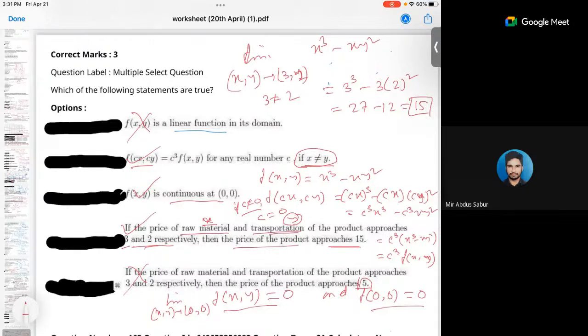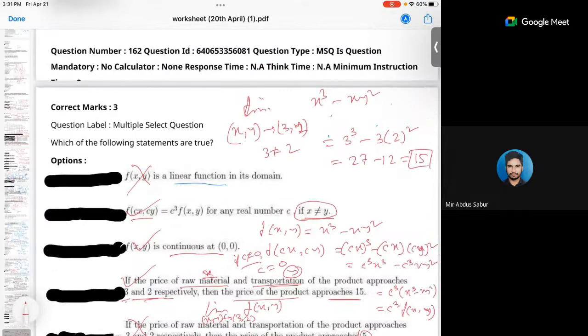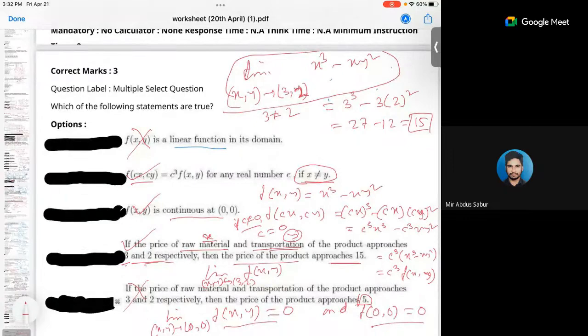So the price of the product was f(x,y), right? Basically we have to find, when x goes to 3 and y goes to 2, what f(x,y) goes to, that is, the limit as (x,y) goes to (3,2), that I found. Just substituting, and then I just put the value. Okay, all of you get it?